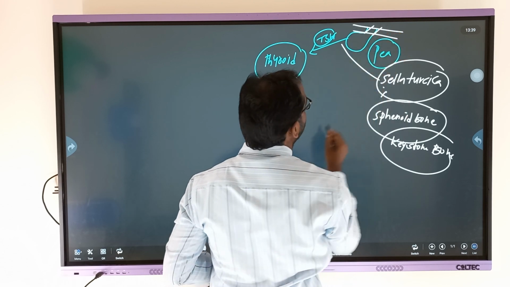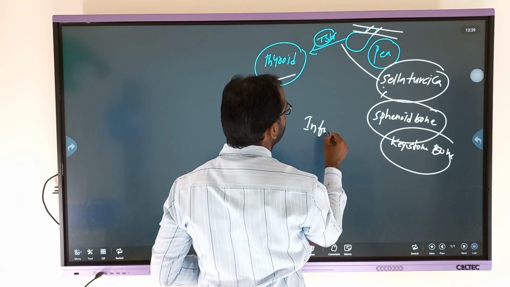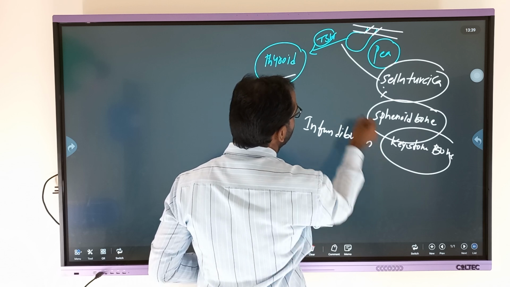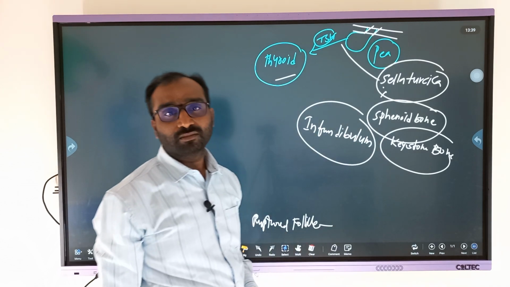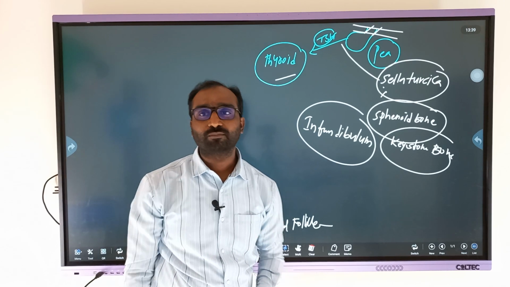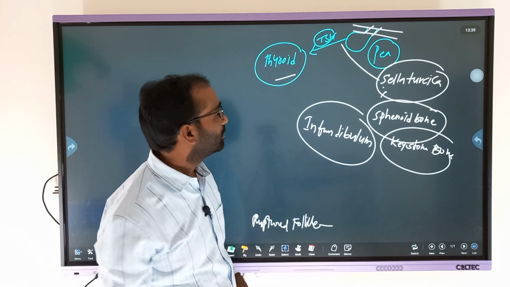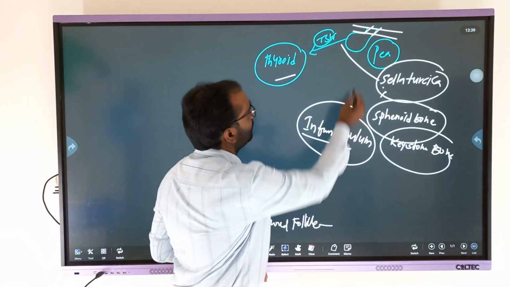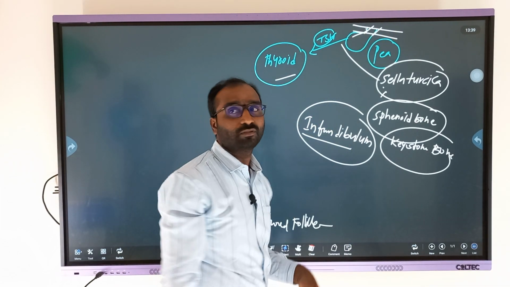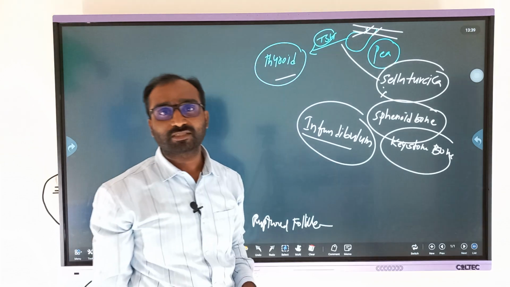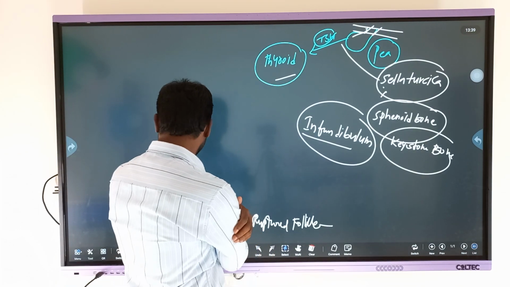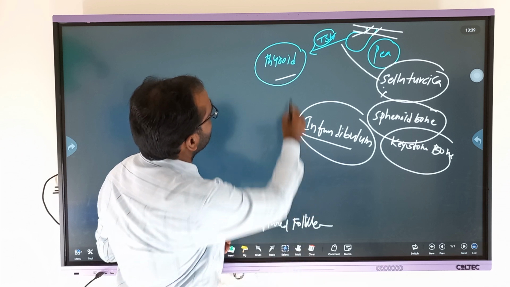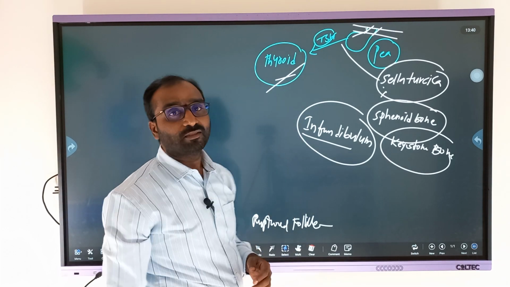And the pituitary attaches to the hypothalamus by a small stalk called the infundibulum. It is called what? Infundibulum. Okay now. So here this infundibulum attaches the pituitary to the hypothalamus. Right?